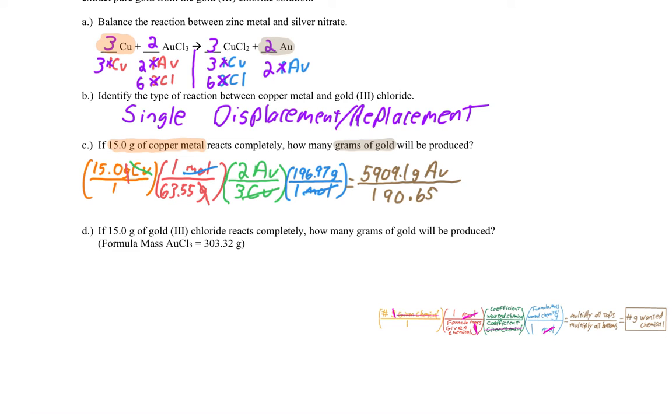1 times 63.55 times 3 times 1 is 190.65. 5,909.1 divided by 190.65 gives me 31.0 grams of gold.